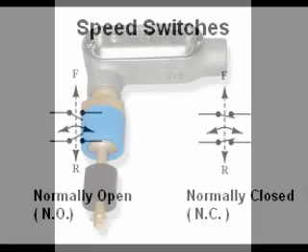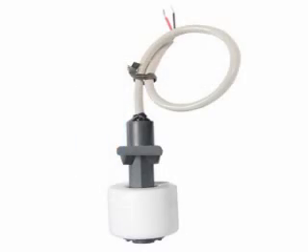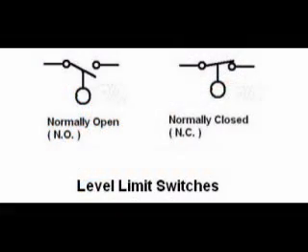Level switches are used to detect and control the level of a liquid or flowable material in a tank. These are the symbols for level switches. The level switch symbol on the left represents a normally open level switch. It closes when the level reaches it. The switch symbol on the right represents a normally closed level switch. It opens when the level reaches it.